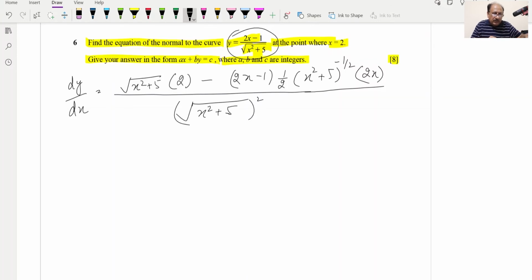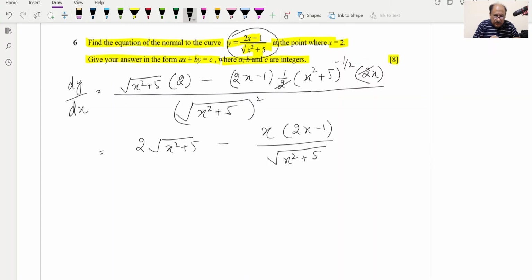Now next we can simplify this, and rewrite it as 2 into x squared plus 5, and minus, the 2 will be cancelled with this, and we can write x into 2x minus 1 over, and here we take the denominator x squared plus 5, and the square and root will be cancelled, and we will get x squared plus 5 over here.